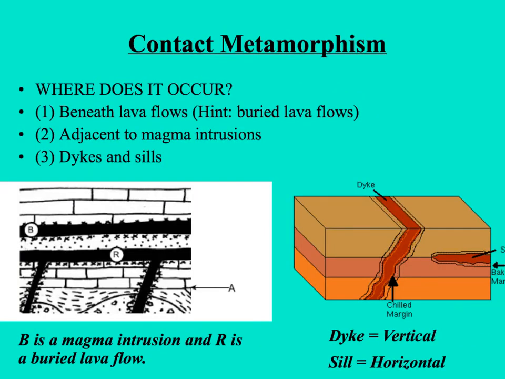In this particular diagram, we're looking at contact metamorphism. So if you were to look at the diagram on the left, and if you were to look at B, it is a magma intrusion because there's X's on top and bottom. R is a lava extrusion because there's X's on the bottom only. When we talk about magma intrusions, there's two words that we need to use. We need to talk about a sill and a dike.